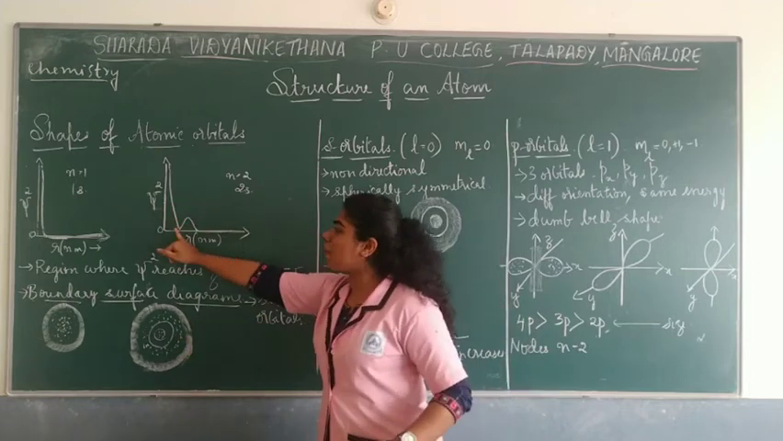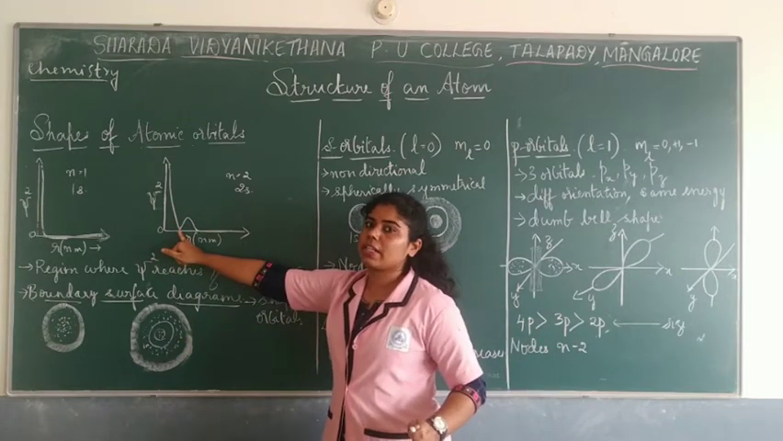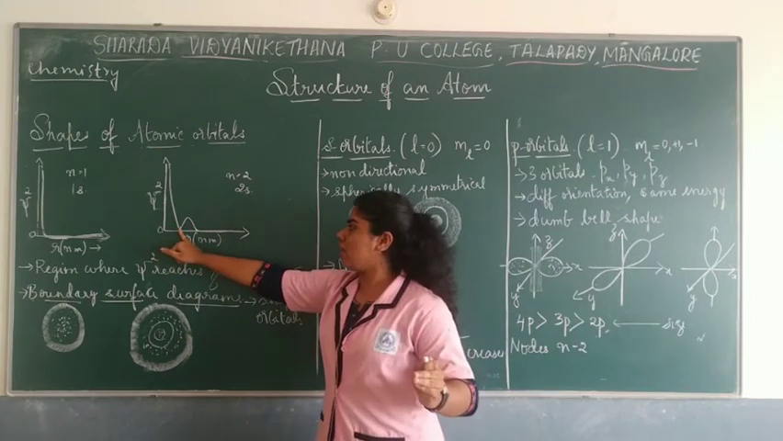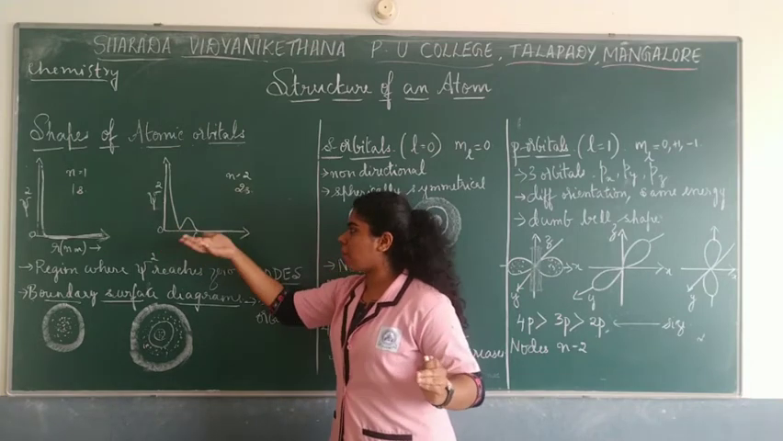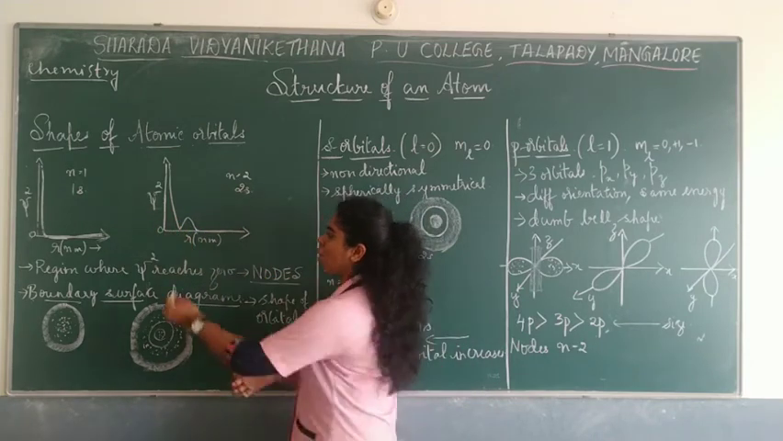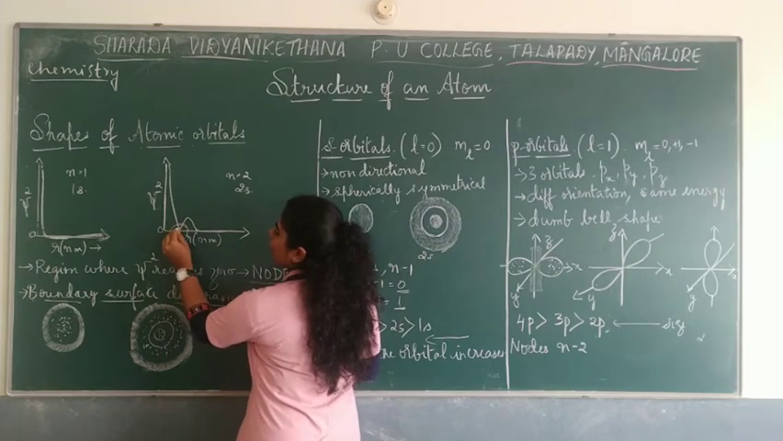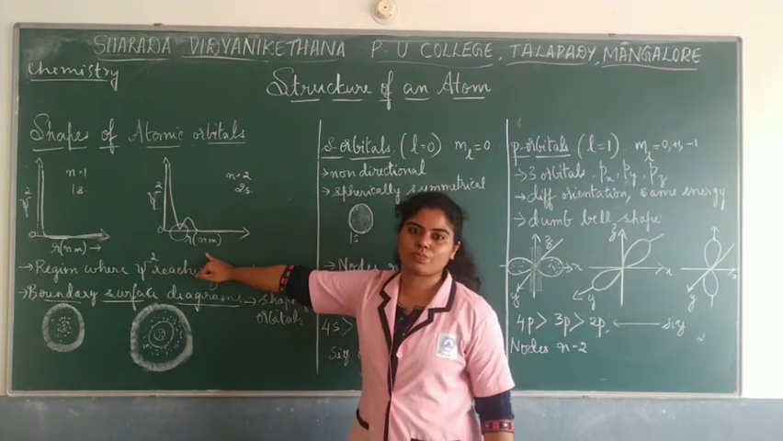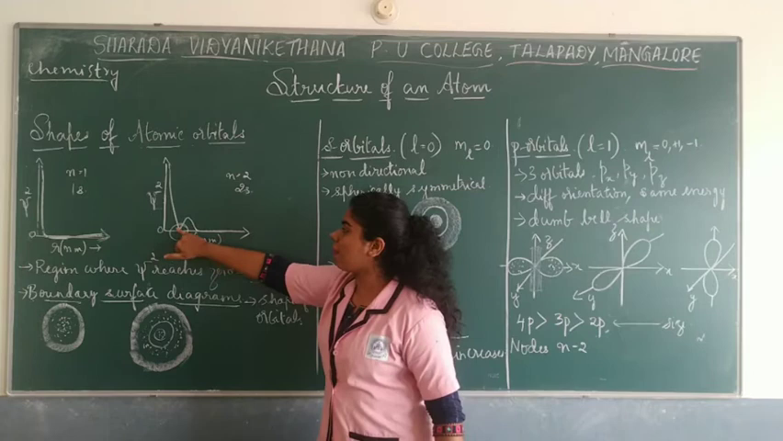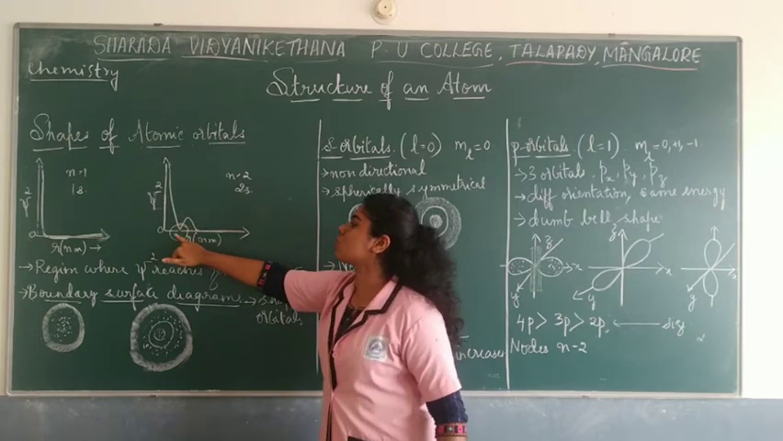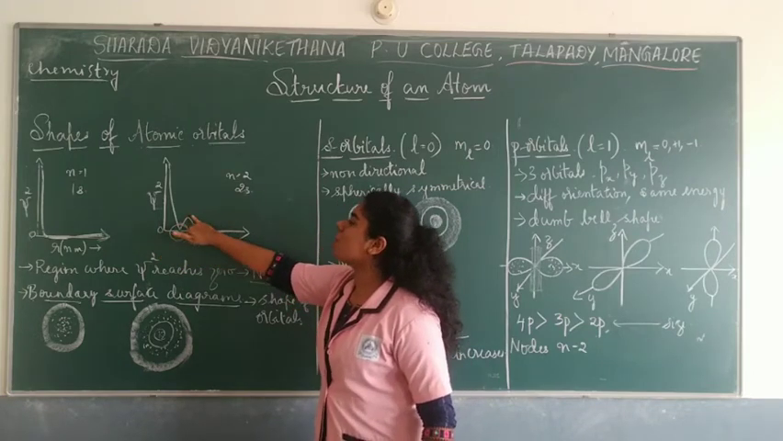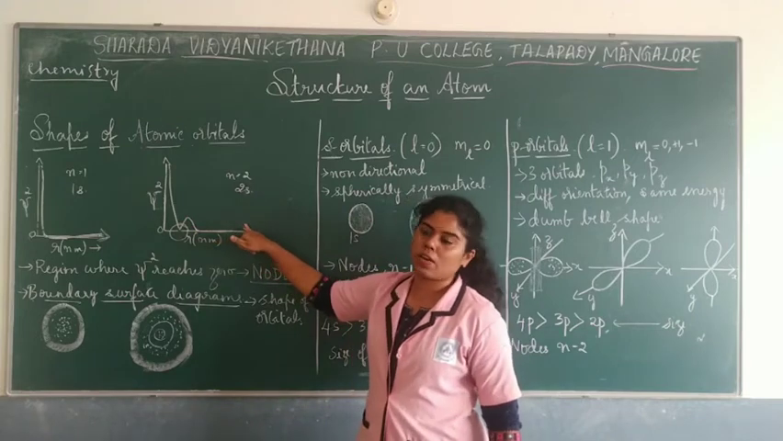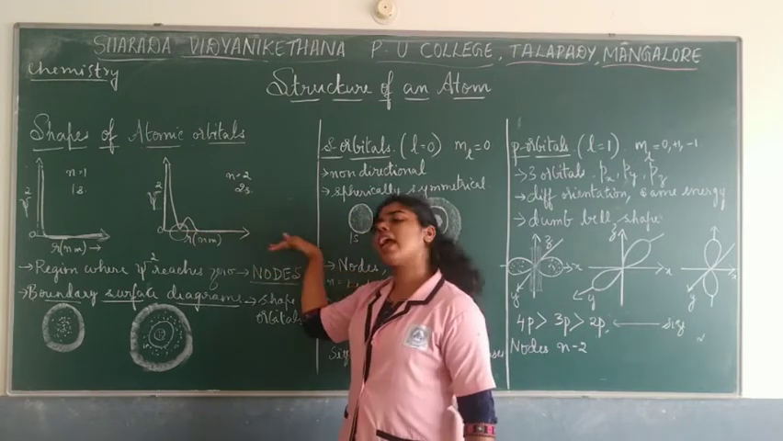So it was maximum at a point in the initial level, but as the radius kept on increasing, there was one point where the probability of finding an electron became 0. Okay, but then what happened? Then again it started increasing. So again after 0 there was a maxima in the plot. Okay, so then it kept on increasing and then it was 0.